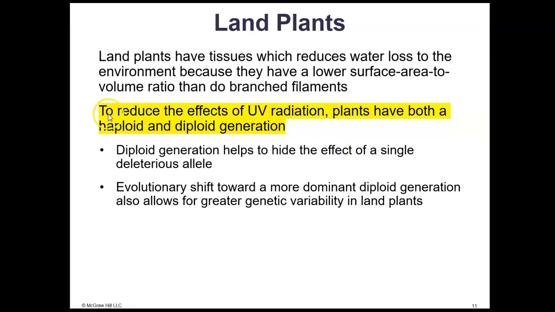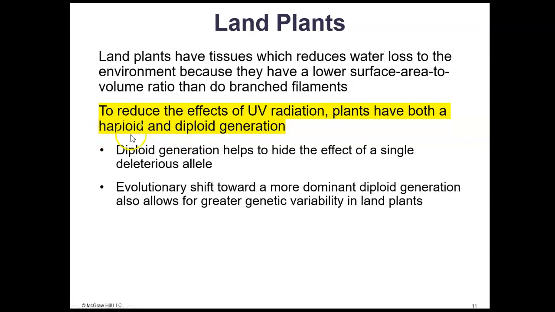We also have, to reduce the effects of ultraviolet radiation, plants have both a haploid and diploid generation. So land plants have a life cycle called alternation of generations life cycle, and this is specific to plants.